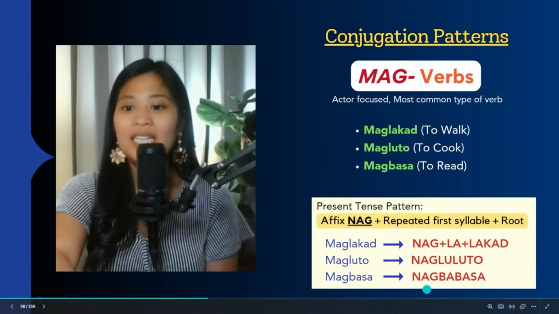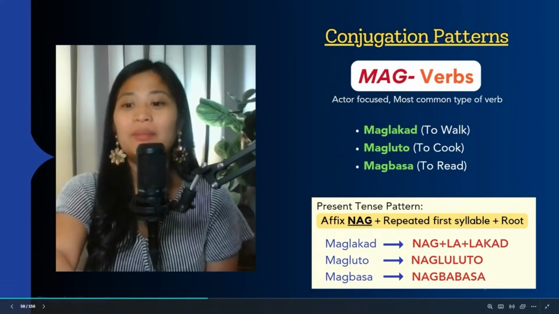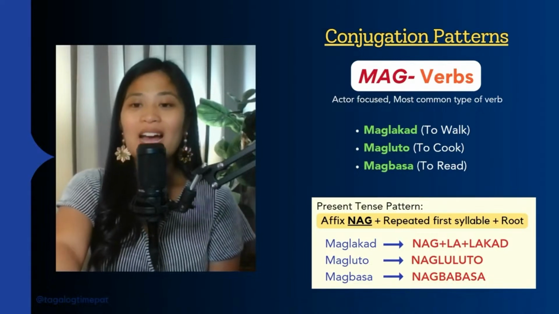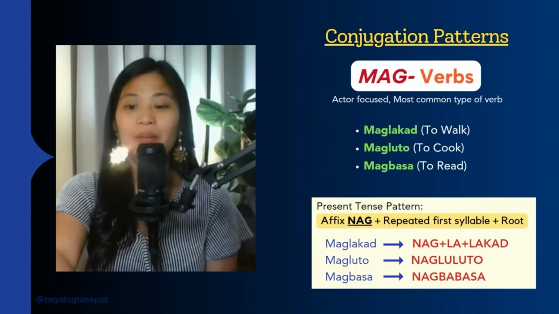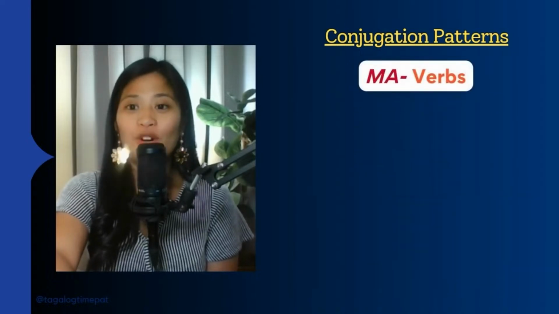Nagbabasa. Here's the affix nag, then there's a repeated first syllable, and then the root. Nagbabasa ako, I am reading. So that is how you would conjugate a mag-verb in the present tense. Let's take a look at ma-verbs. They are very similar in their pattern.